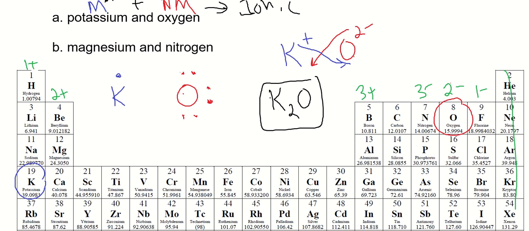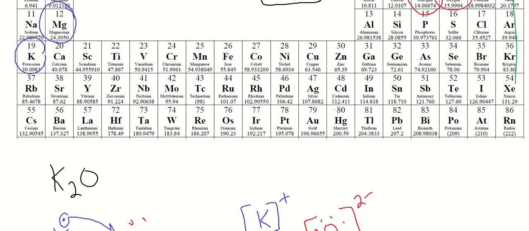All right, magnesium is right over there. I'm just going to go right to the formula unit. Magnesium, we know that's going to have a 2 positive charge. So there's magnesium. All right, nitrogen right over here. I know that's going to have a 3 negative charge, because it has 5 valence electrons. It's going to want to gain 3. So it's going to be magnesium, 2 positive, nitrogen, 3 negative.